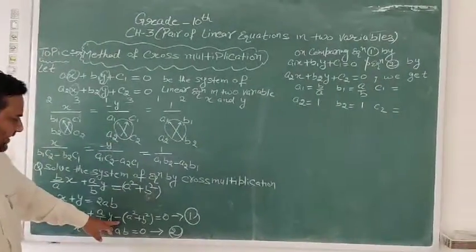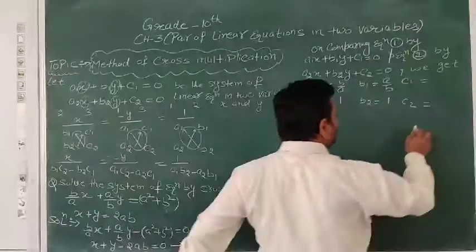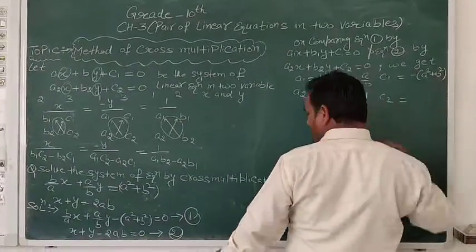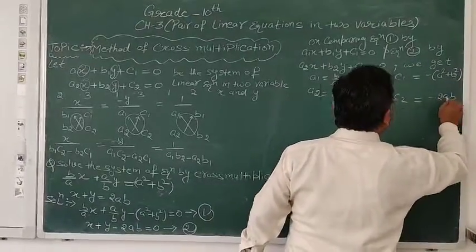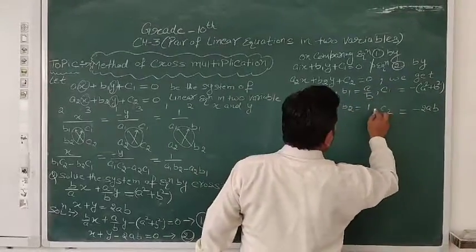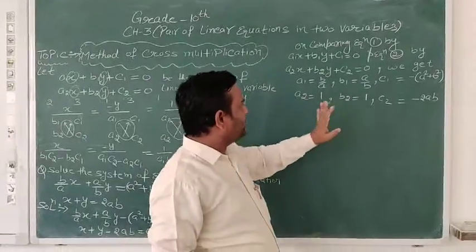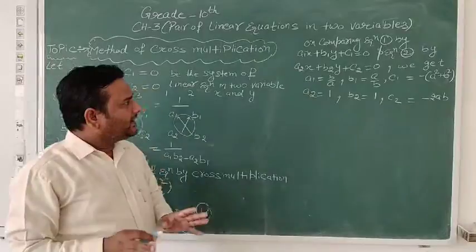And then c1, be careful, the constant term in your first equation, that is with the negative sign, minus within the bracket a square plus b square, and the second one is minus 2ab. So I am writing all my coefficients, and you have to write commas for differentiation. That is, a1 is separate, now b1, c1 separate, a2, b2 and c2. Now we get all our required values.